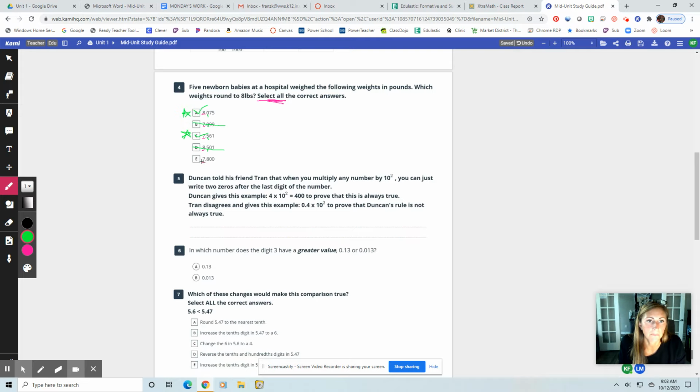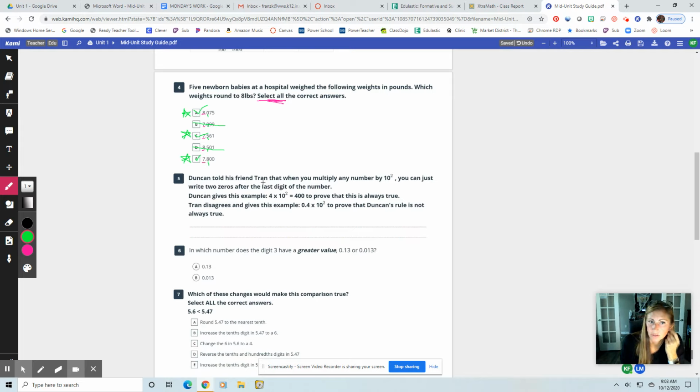What about E? Is this going to round to 8? So the 8 is going to make the 7 go, yep, up. So it worked. So those are our 3 options as our answers: A, C, and E. Okay. All right, what about this next one?